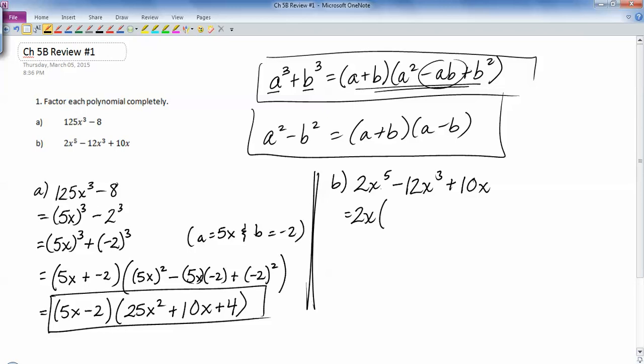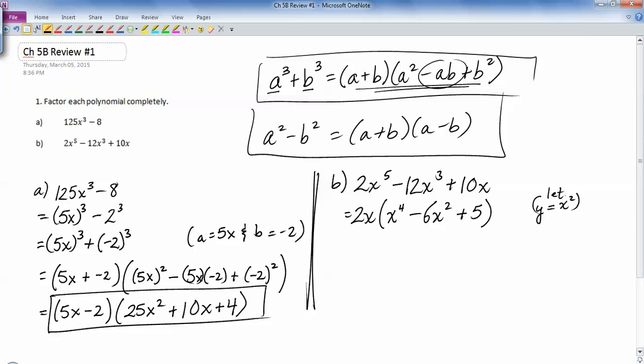So if I take 2x out of the first term, I'm just left with 1x to the fourth, and then 6x squared here, and then a plus 5. Now you might be able to figure out how to factor that without needing to do this, but it's actually what I call a disguised quadratic. X to the fourth, x squared, and then just units.